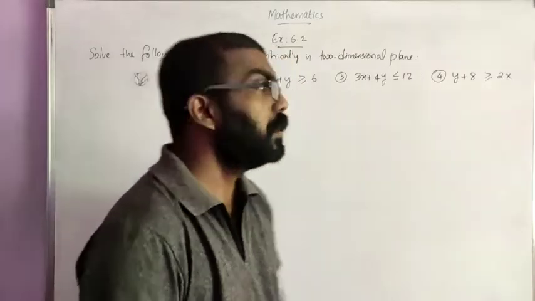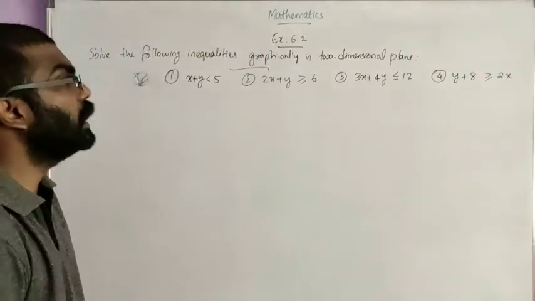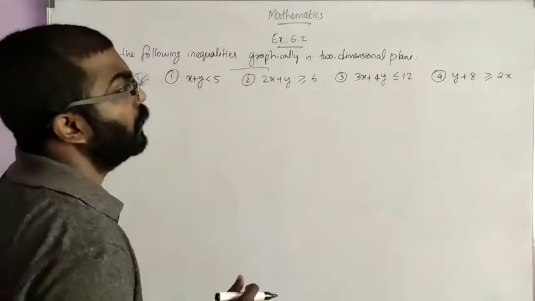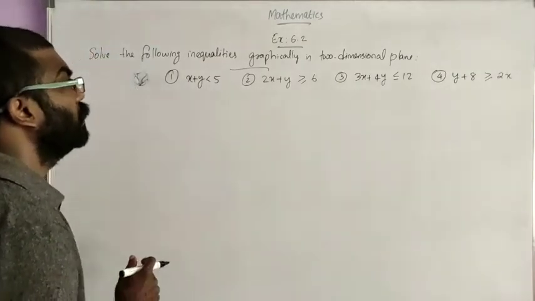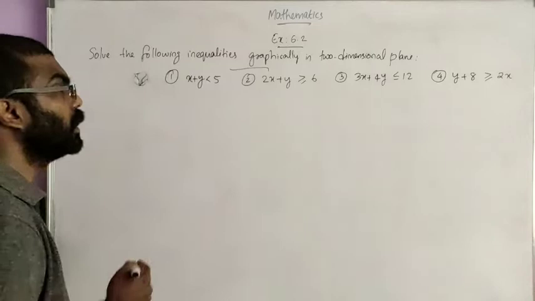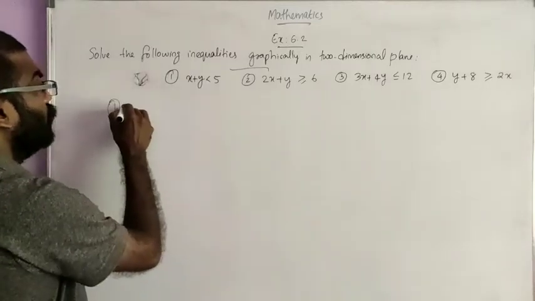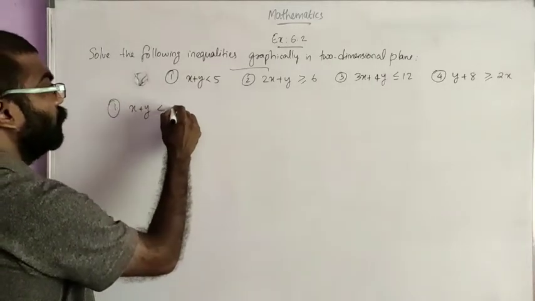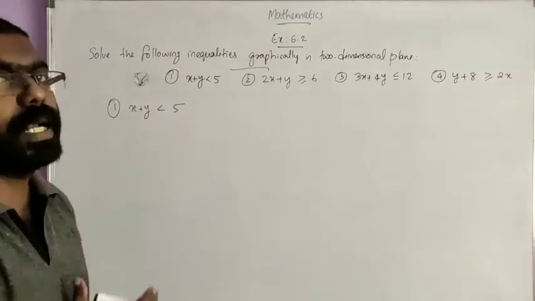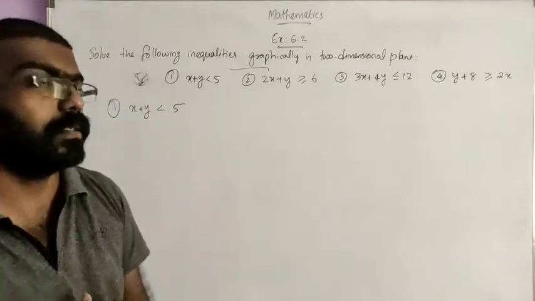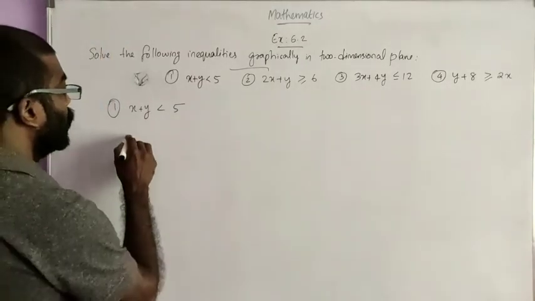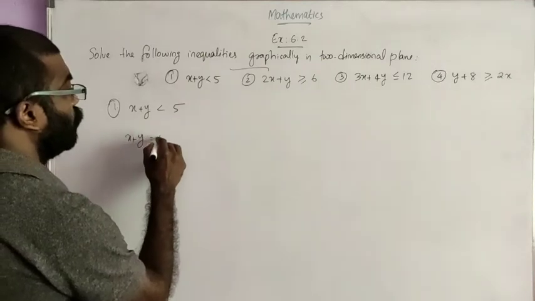Here the question is, solve the following inequalities graphically in two-dimensional plane. First sub question, x plus y is less than 5. First of all, we have to draw a line satisfying the equation x plus y is equal to 5.